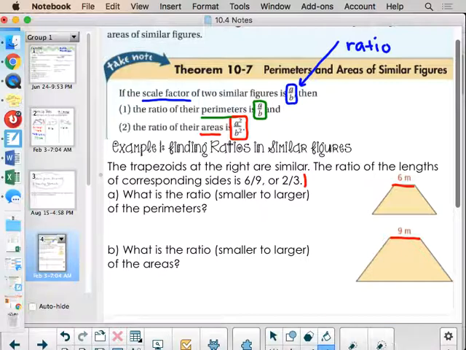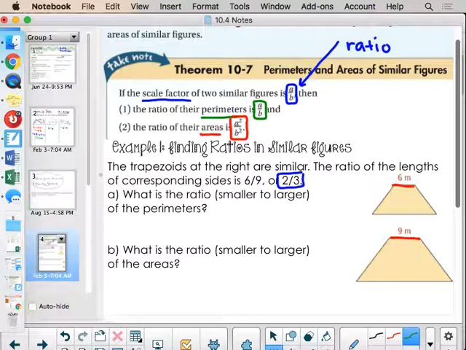I'm going to use a different color. I'm going to use blue. So 2/3. That's the answer you would have given to me in chapter 7. Their ratio is 2 to 3. So now I want to take it a step further. I want to know what is their ratio, smaller to larger, of the perimeters.